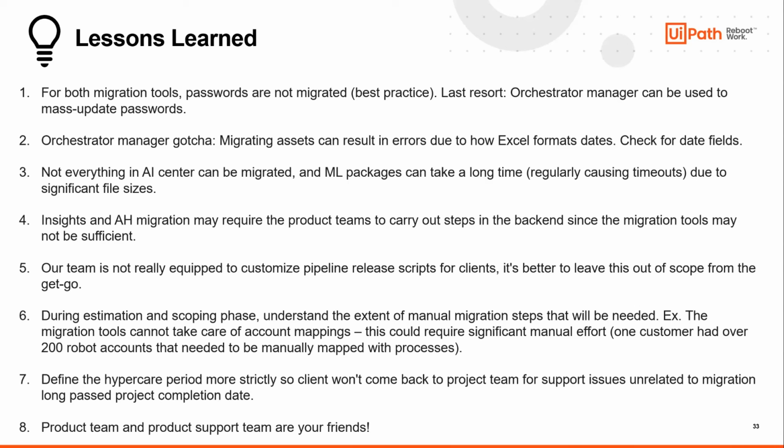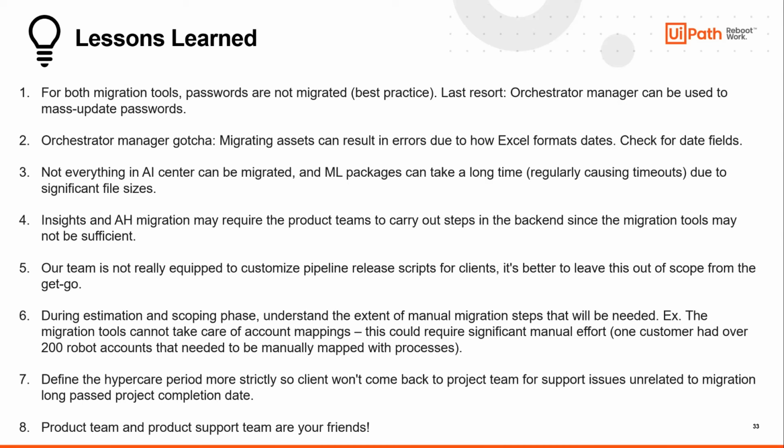And five, our team, we had to learn this the hard way, is not really equipped to customize pipeline release scripts for customers. So it's better to leave this out from the get-go if that's in the discussion. And then six, during estimation and scoping phase, understand the extent of manual migration steps that will be needed. For example, the migration tools cannot take care of account mappings, and this could require significant manual effort. One customer I had over 200 robot accounts that needed to be manually mapped with hundreds of processes. So that definitely took a lot of manual cleanup time after the migration tools ran.